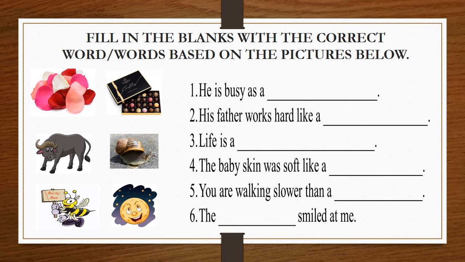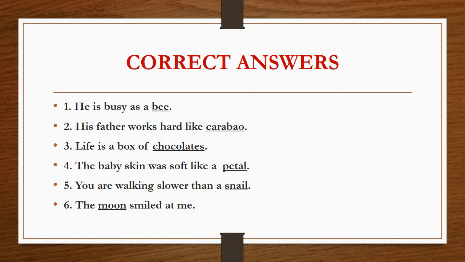Are you done? What are your answers? For number 1, the correct answer is B. For number 2, the correct answer is Carabao. For number 3, the correct answer is box of chocolates. For number 4, the correct answer is petal. For number 5, the correct answer is snail. For number 6, the correct answer is moon. Did you get a perfect score?